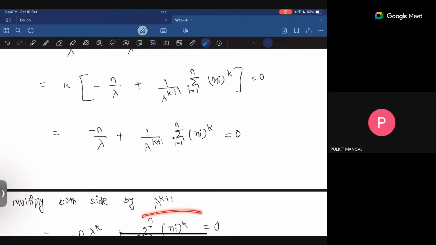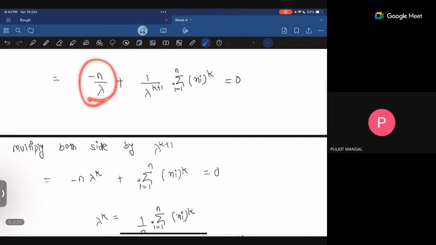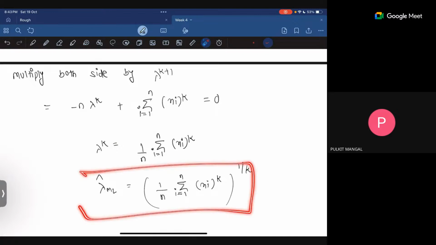Next we are multiplying both sides by lambda power k plus 1, so that we get rid of this denominator. When you multiply this minus n by lambda with lambda power k plus 1, we get minus n lambda power k, and for the other term the denominator would just vanish, leaving the summation term. Now the rest is just you take it to this side, cancel out the negative term, take this n here, so you will get this, and just take the kth root, and you will get lambda hat ML.